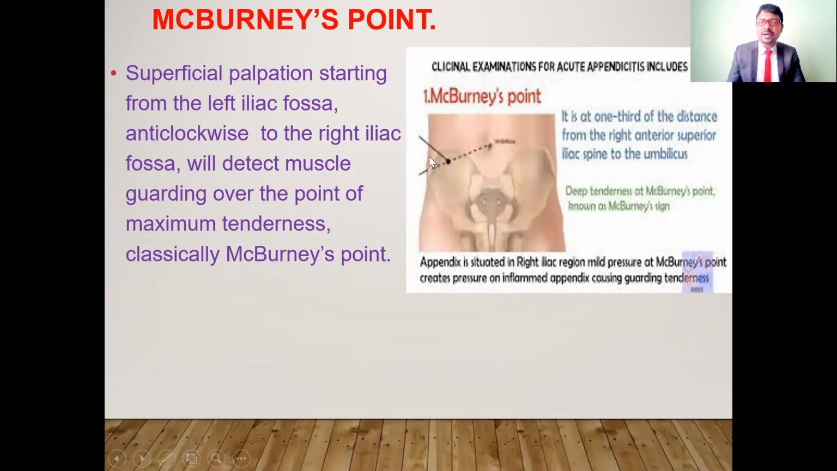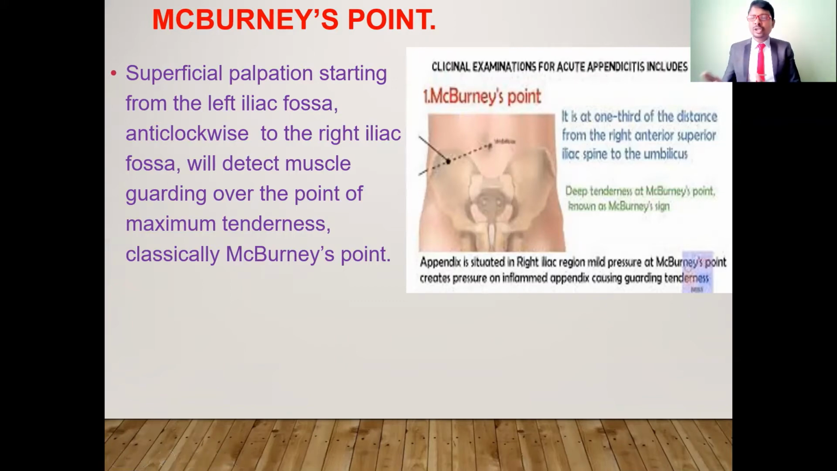So this point is called the McBurney's point. If the patient complains, because of the location of the appendix, it will be at McBurney's point. The pain is going to radiate from here to the umbilicus. So that is the reason, although the tenderness is in the right iliac region, the pain is going to be distributed around the periumbilical region, surrounding the umbilical region.